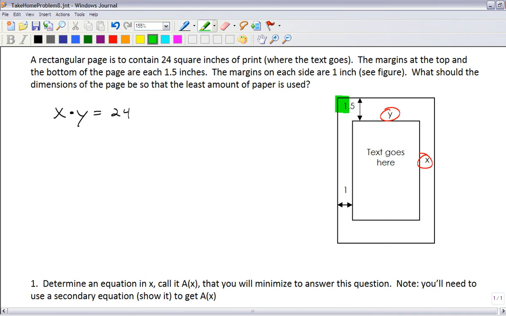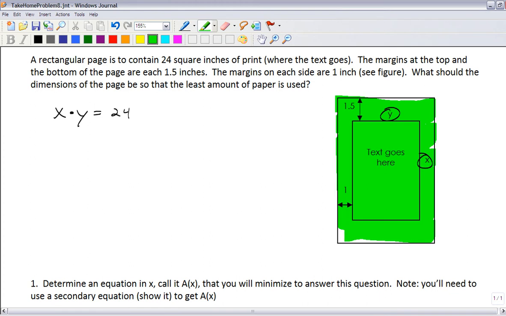Okay, so what I have here in green, you can make that green area as big as you want to, but you actually want to minimize it. Okay. So a big part of this problem is just understanding what they're asking. So what's the mathematical formula that tracks that green shaded region?